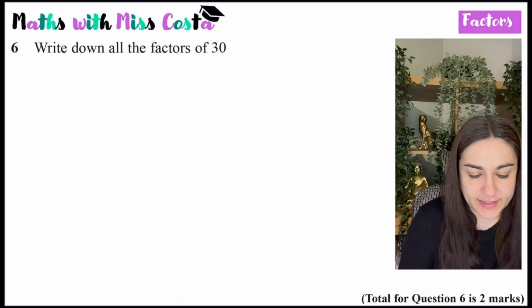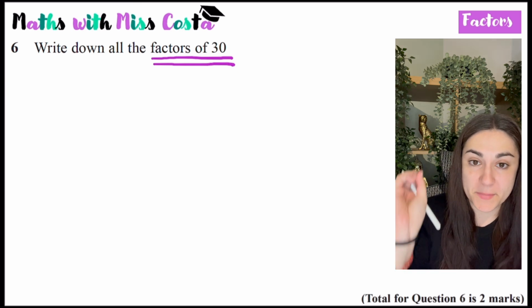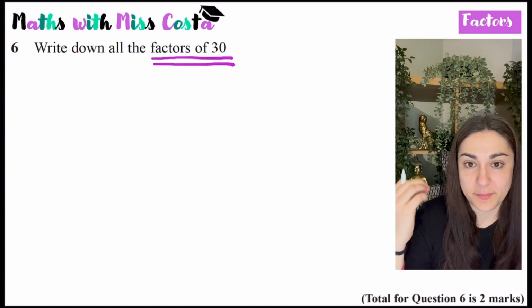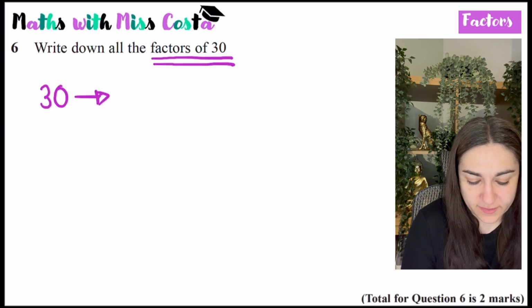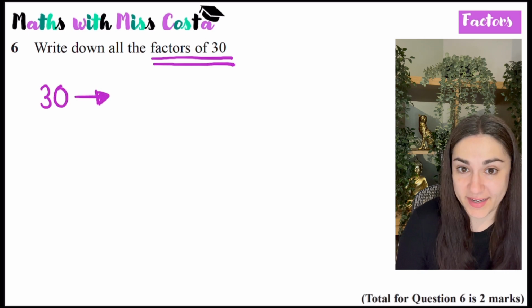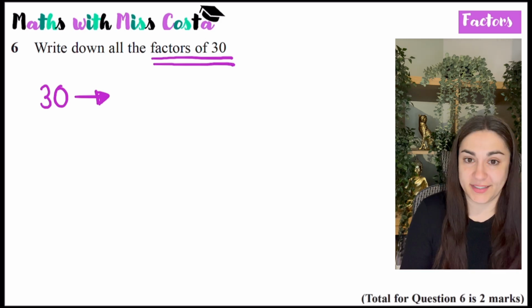Okay, next we need to write down all of the factors of 30. So factors are numbers that multiply into your number. They're always going to be your number or less. So for the factors of 30, a great way to do this is by doing factor pairs, which means you start with 1 and you try all the numbers and you figure out if it multiplies into 30.